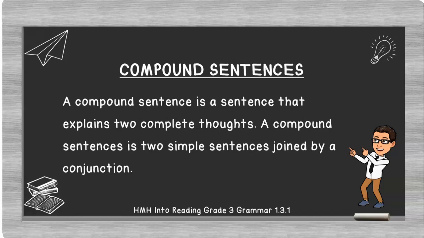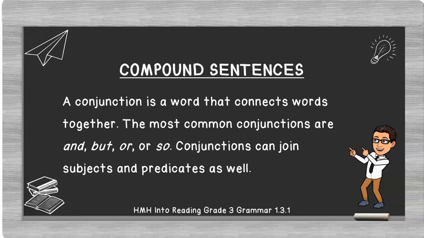Now, a compound sentence is a sentence that actually explains two complete thoughts. A compound sentence is two sentences that are joined together by a word that we call a conjunction. A conjunction is a word that connects other words together. The most common conjunctions that you'll probably see are the word and, the word but, the word or, the word so. Conjunctions can join subjects and predicates as well.